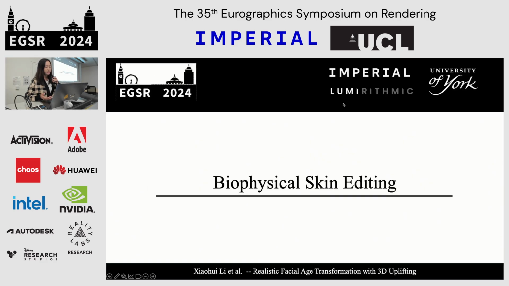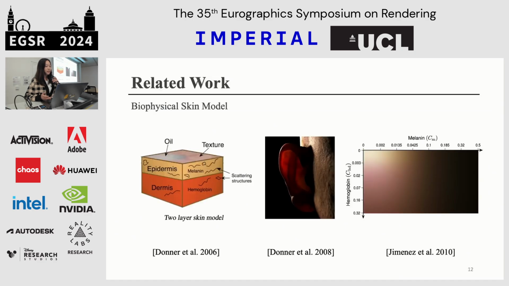Until now, we just changed the face structures, but age will also affect the optical properties of human skin. Here is related work on biophysical skin models. Donner et al. first developed a 2-layered model for human skin, and then they further proposed a more complex skin appearance model. After that, Jimenez et al. proposed a practical and simple model with 2 parameters, melanin and hemoglobin. They produced a lookup table to cover skin colors so that they can obtain the melanin and hemoglobin maps and also reconstruct the skin appearance.